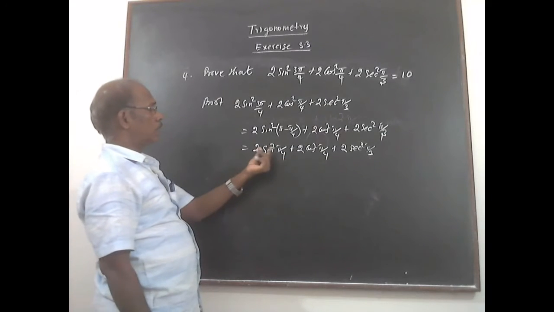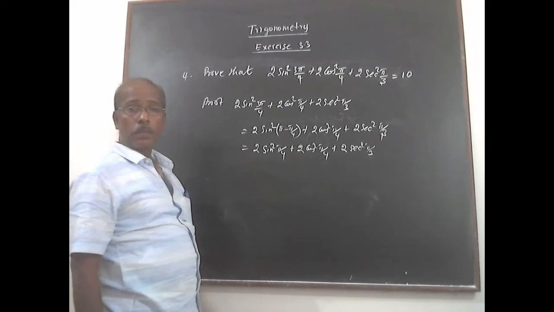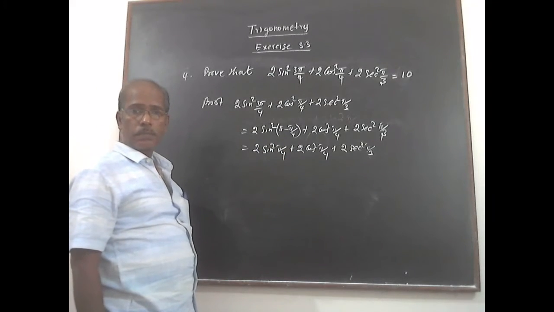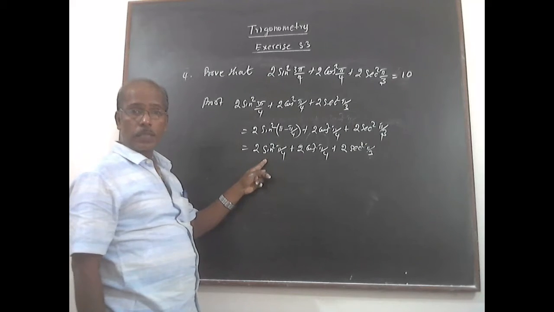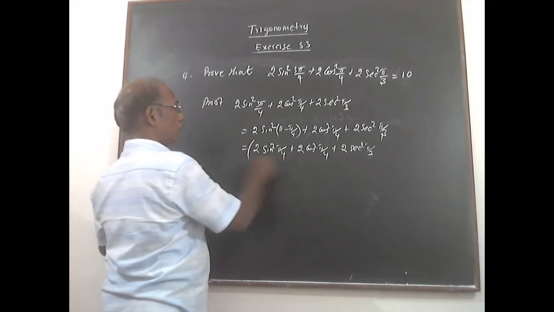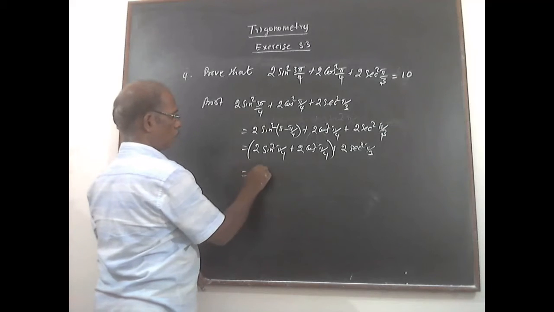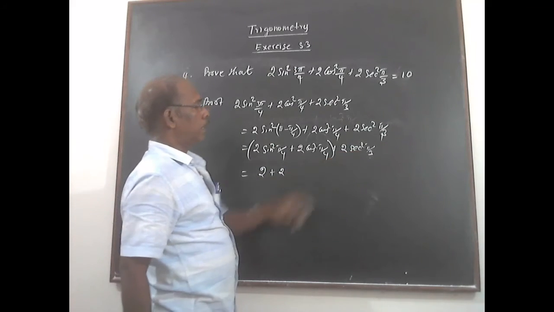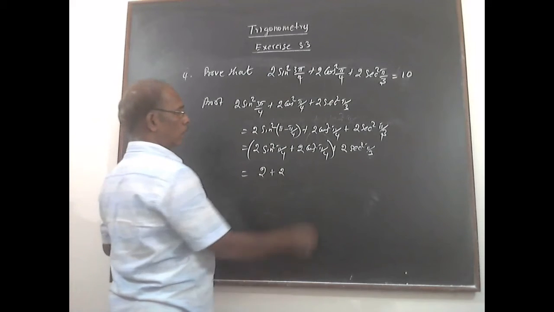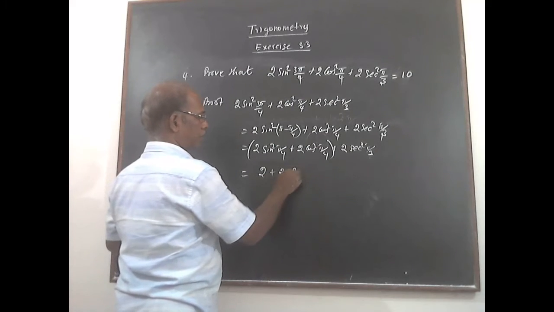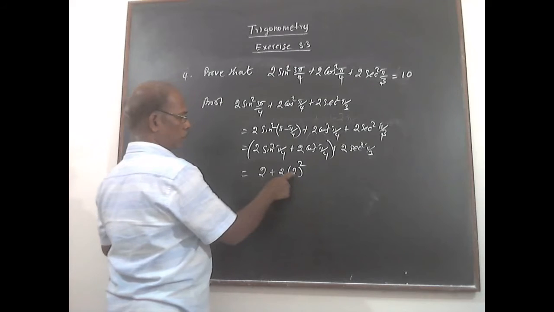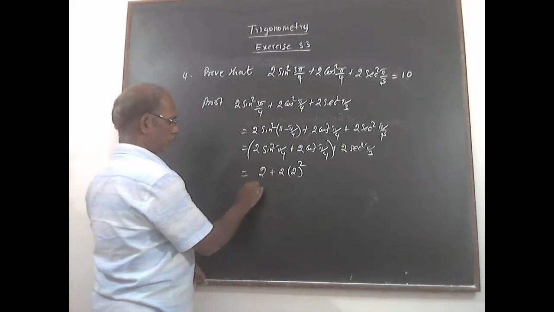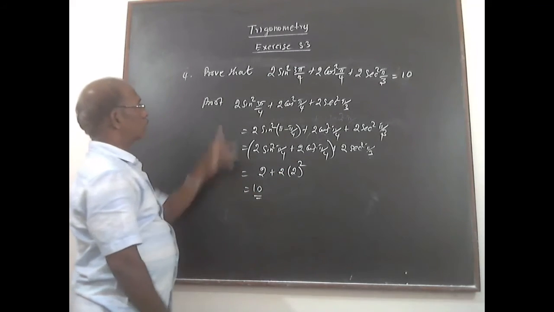Taking 2 common, sine square pi by 4 plus cos square pi by 4. Identity: sine square theta plus cos square theta is 1. So we can combine these two. This is 2, plus 2 secant square pi by 3, and secant pi by 3 is 2, squared. 4 into 2 is 8, 8 plus 2 is 10. So this is the required answer.